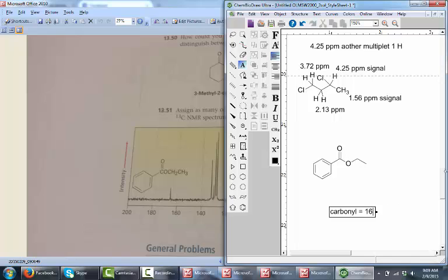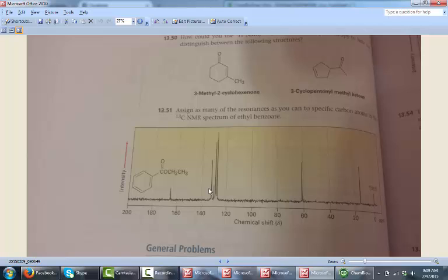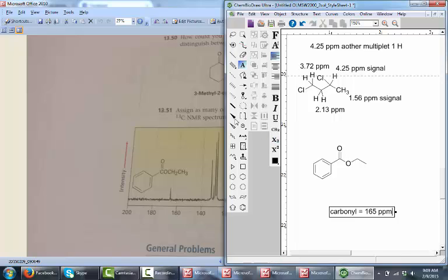Sorry, 165 ppm. Okay, now I look at the aromatic region and I can count 1, 2, 3, 4 peaks in the aromatic region, okay? 4 peaks in the aromatic region, and I can count how many different types of aromatic carbons I have in this particular structure. I can see 1, okay, and then these two are chemically equivalent to each other. These two are chemically equivalent to each other, and this is a different one. I'm going to put numbers on this structure as well.